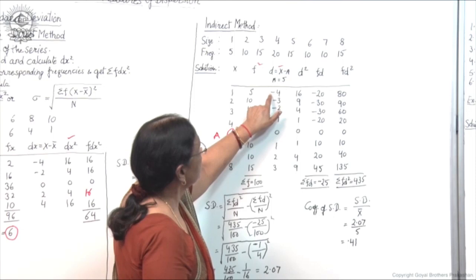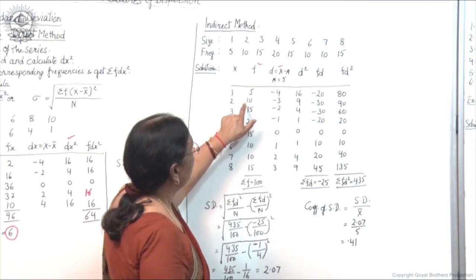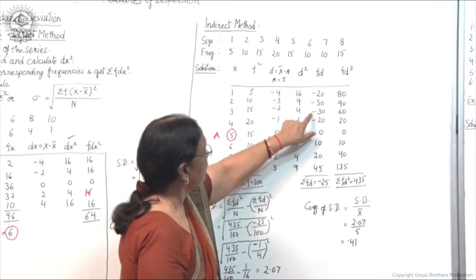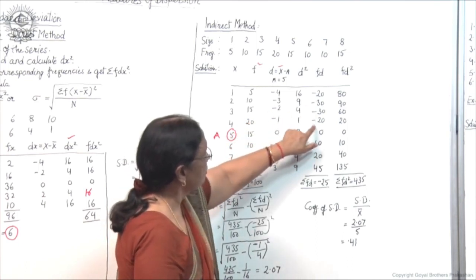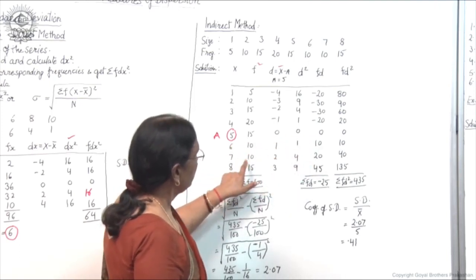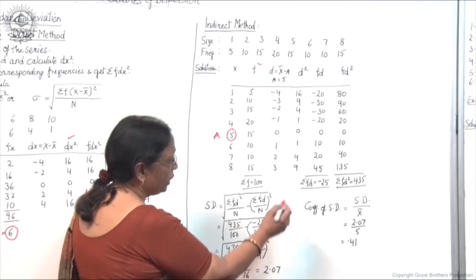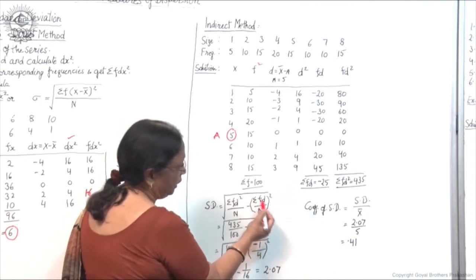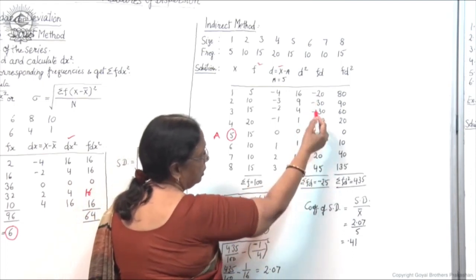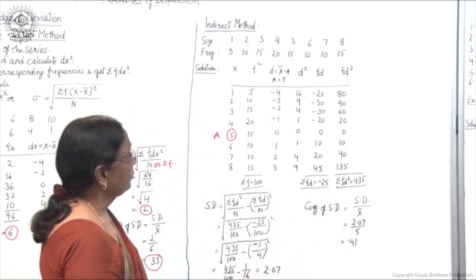5 times minus 4 gives minus 20, 10 into minus 3 is minus 30, 15 into minus 2 is minus 30, 20 into minus 1 is minus 20, 15 into 0 is 0, 10 into 1 is 10, then 10 into 2 is 20, 15 into 3 is 45, and do the total of it, because your formula says sigma FD. So add up minus signs together, add up plus signs together, take out the values, and then it is minus 25, right.